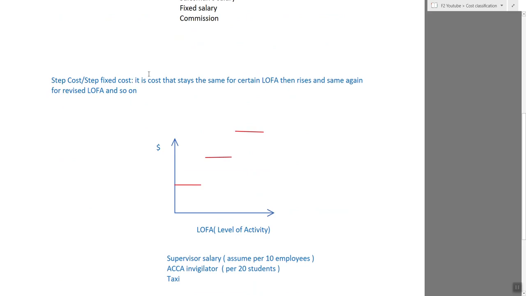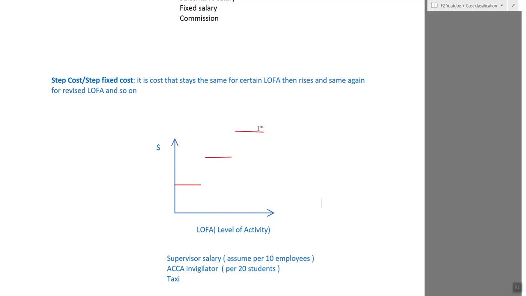Next, we have something called step cost because it looks like steps. Step cost is fixed cost, but for a certain limit, after which it increases and it is fixed again for a certain limit, increases again, and then is fixed again for a certain limit, and so on. An example of this I will give you is a supervisor, let's say. In a company, when there are 10 employees, you need one supervisor. When they become 11, you need another supervisor up to 20 employees. And then when they become 21, you need another one up to 30, if we are working according to standard.